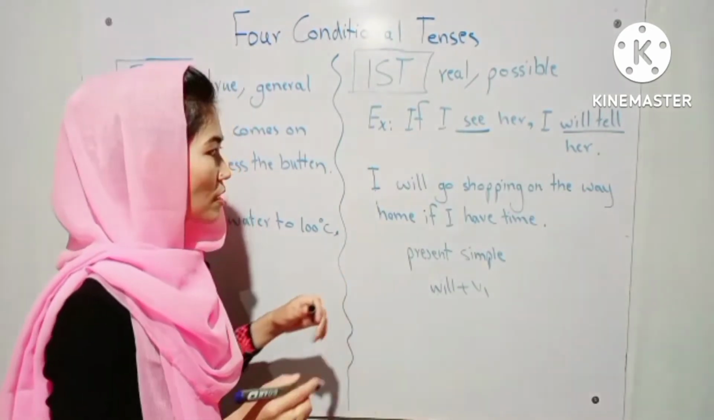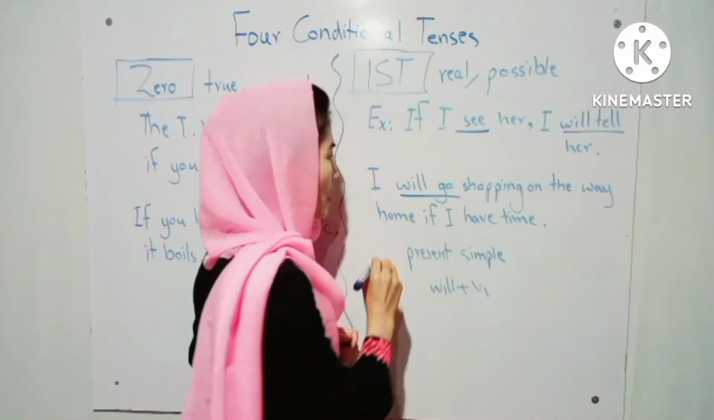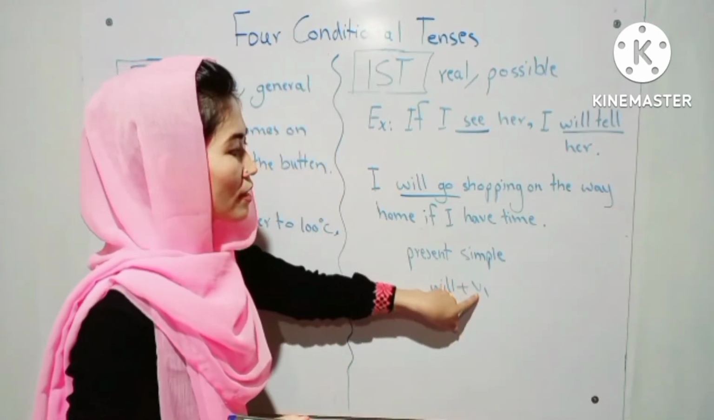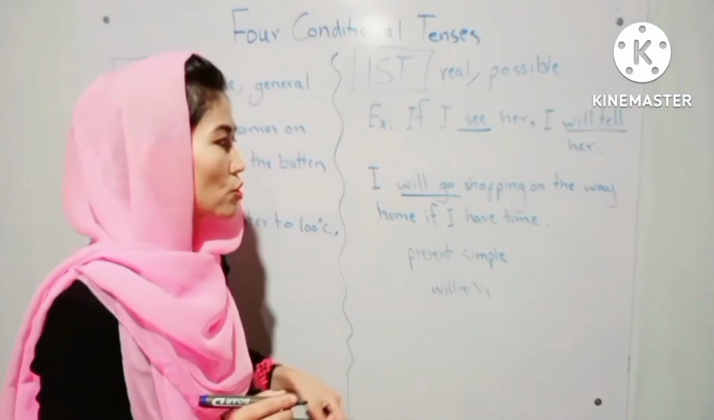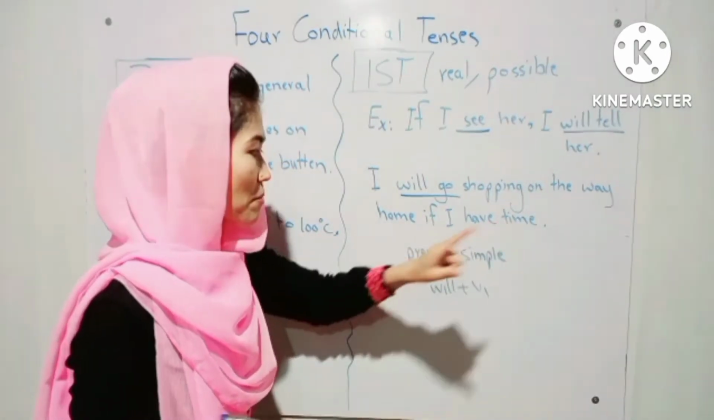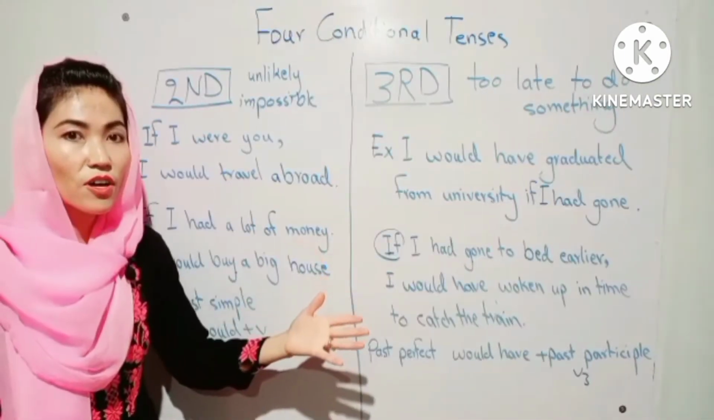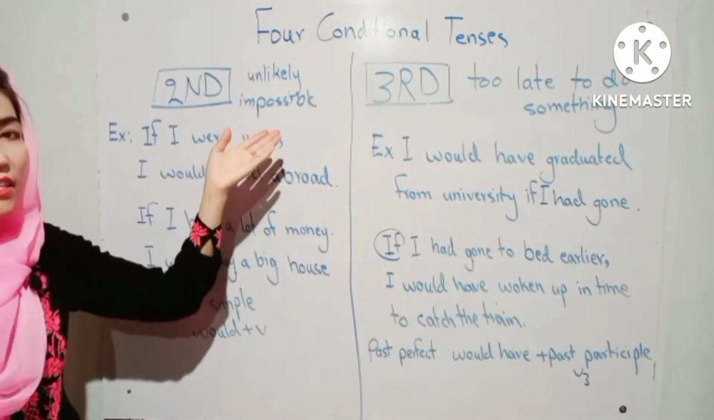In the next example, I will go shopping, will go shopping. Will and the base form of the verb, go shopping on the way home. If I have time, present simple. Okay, let's move on to the second conditional tense.